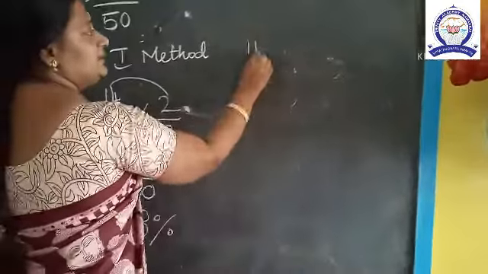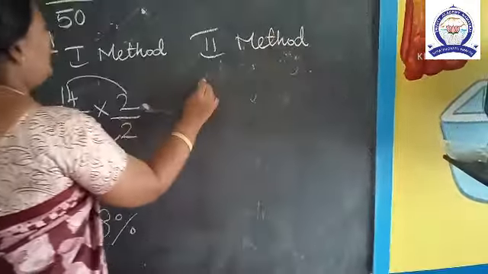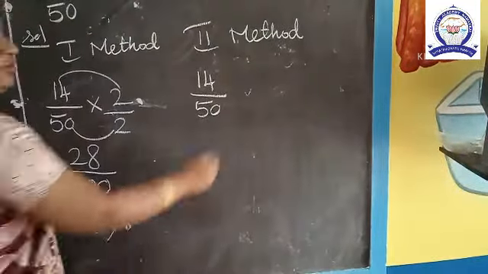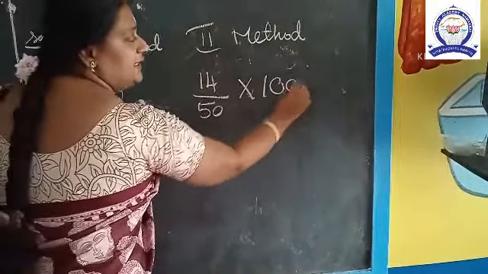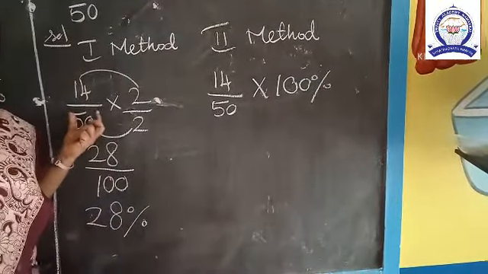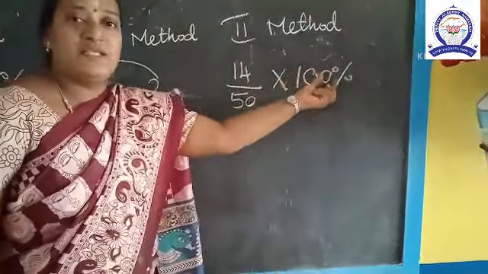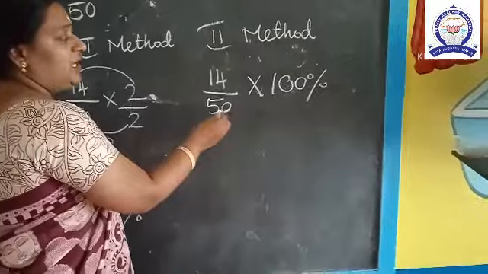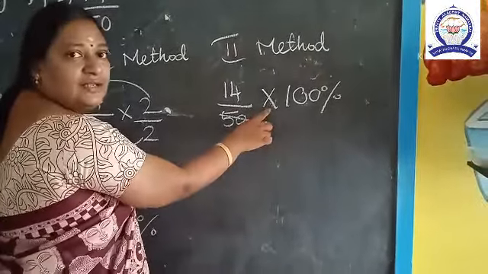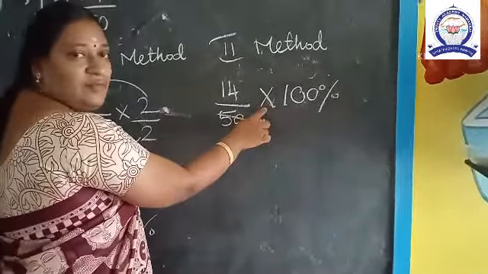Second method. You can write any method in the exam. So you write the given question, 14 by 50. What you have to do? You have to multiply into 100 percentage. In the first method we make the denominator 100. In the second method you multiply into 100 percentage. Now you cut using the 50 table. 1 50 is 50. Only if there is a multiplication symbol in the middle can you cut; if there is a plus or minus, you cannot cut. So it is a multiplication symbol.